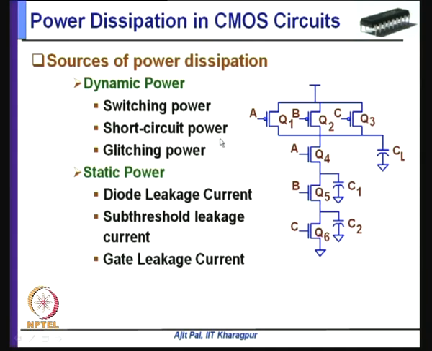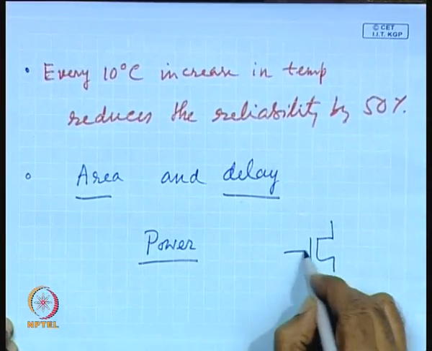Then short circuit power dissipation occurs in the middle part of the voltage, when the input voltage is less than VDD minus VT and greater than the threshold voltage of the NMOS transistor, and the NMOS and PMOS transistors are both on. That means you have two transistors in series.